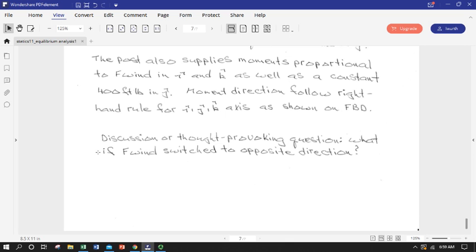So, thought-provoking question: what happens if the winds switch to the opposite direction? Basically, you're going to have a lot of signs switching. The reaction forces are just going to switch directions in that case.